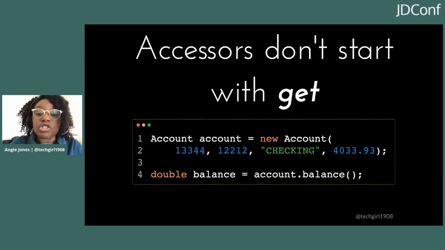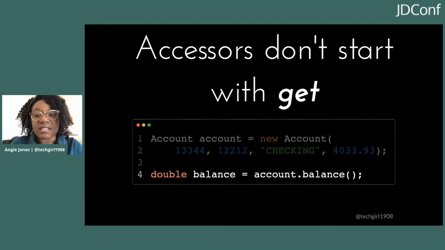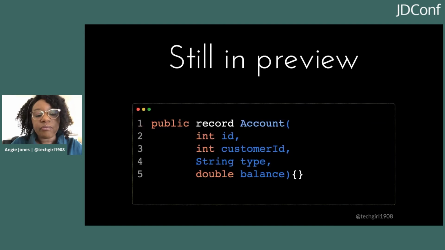You do have accessor methods. However, they don't start with the word get. Instead, the accessor method name is the same name as the field name. So notice here, we're saying account.balance versus account.getBalance, okay? Records were released in Java 14 as a preview feature, and that was in March. And what that means is that it's not yet a permanent feature of the language.